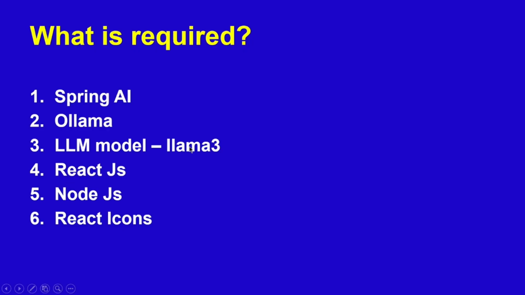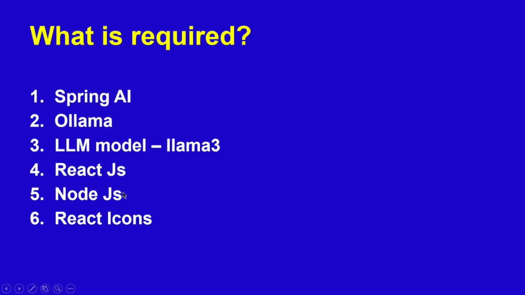First one is Spring AI. We are going to use it to build our services, and Ollama, the second one, to run the LLM model locally. Which model are we going to use? We are going to use Llama 3, and we are going to use React.js to build the chatbot user interface application, and Node.js to run the React.js application. And I'm going to use React Icons to display some simple, pretty icons.